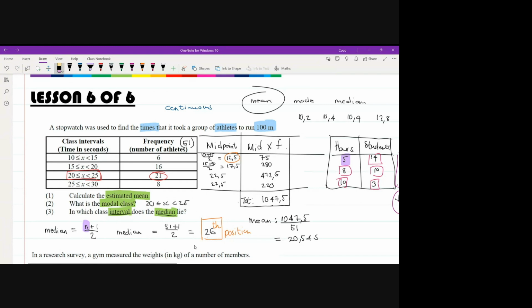Let's go to the median. So we know we have 51 values, and we know that we need to split the values in exactly half. We can think about this as position 1 is the guy who got 10.2, position 2 is the guy who got 10.4, and so on. When we get to position 25, 26, and 27, remember, we're going to keep going all the way up until we get to position 51.